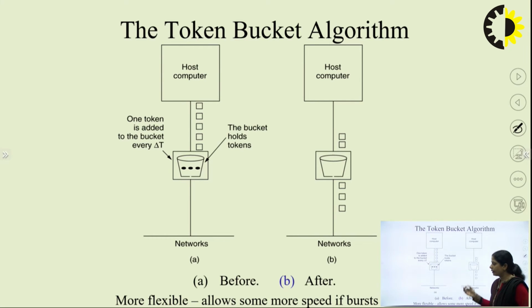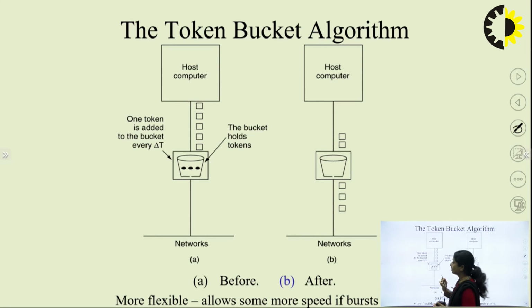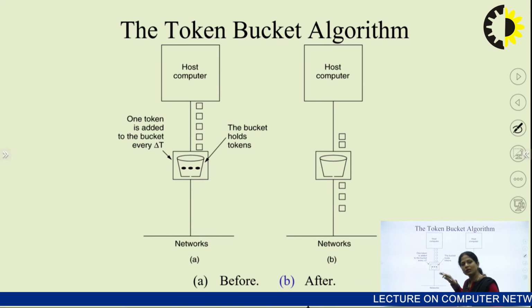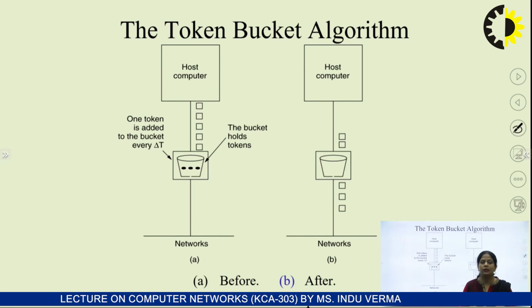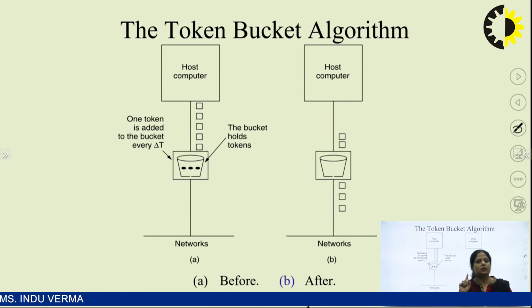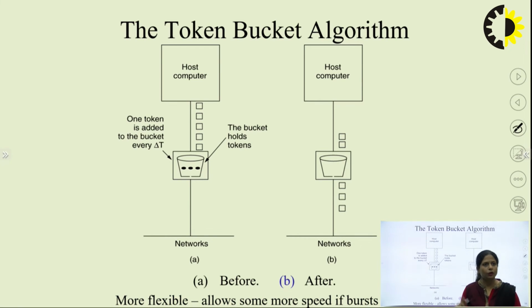So, here we have a different concept: instead of packets, this bucket will be holding tokens, so that if there is an overflow in this bucket, then the tokens will be lost, not the packets. This is the main advantage of the token bucket algorithm over the leaky bucket. Here we can see a host computer, and one token is added to the bucket, say every delta t time, right? Now, the bucket holds tokens.